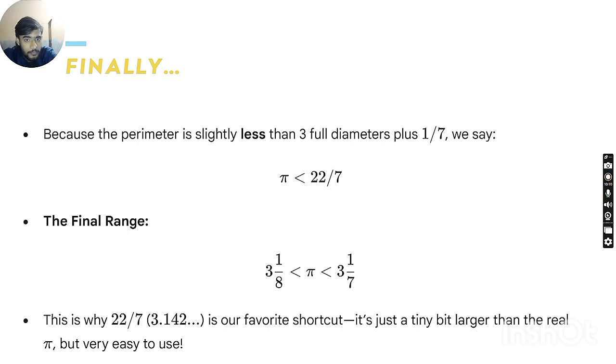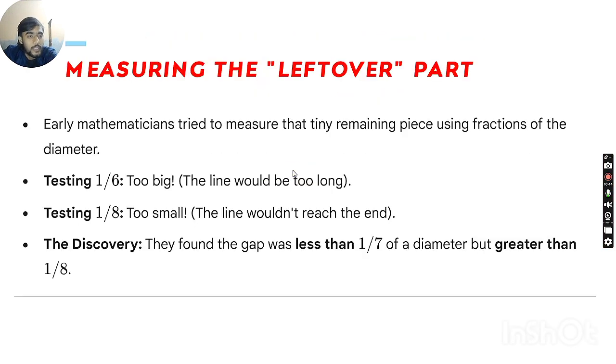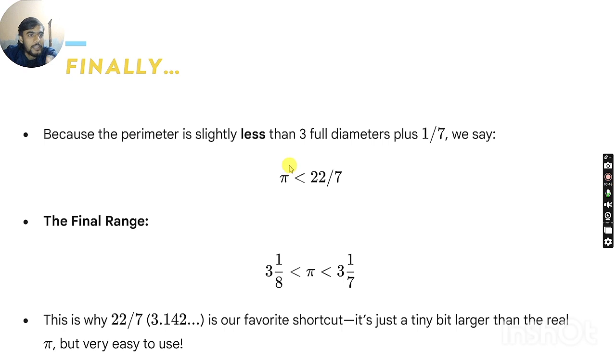If we put the value of the perimeter of the circle in terms of diameter into this formula, then instead of the perimeter, it is 3 full diameters plus d by 7 of remaining part length. After that we get the value of 3 plus 1 by 7: 7 times 3 is 21, plus 1, that is 22 by 7. But it's not equal to 22 by 7, pi is less than 22 by 7.